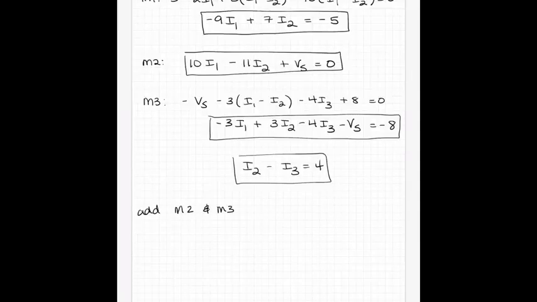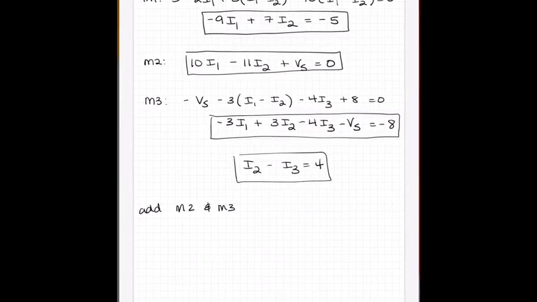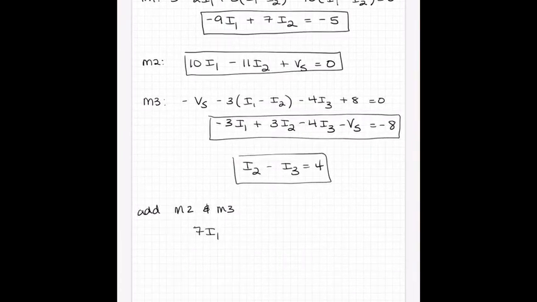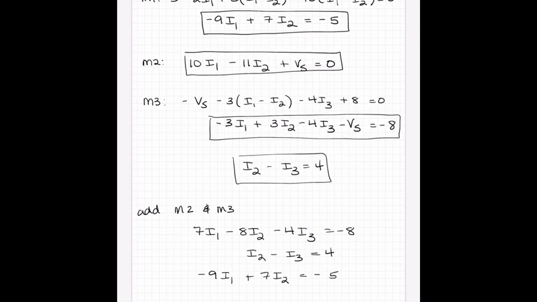And then we will get 7I1. I'm going to do the simplification at the same time. So 7I1 minus 8I2 minus 4I3 is equal to minus 8. Okay, so now that combined with my I2 minus I3 is equal to 4, and my mesh 1, minus 9I1 plus 7I2 is equal to minus 5. Now I have 3 equations, 3 unknowns.